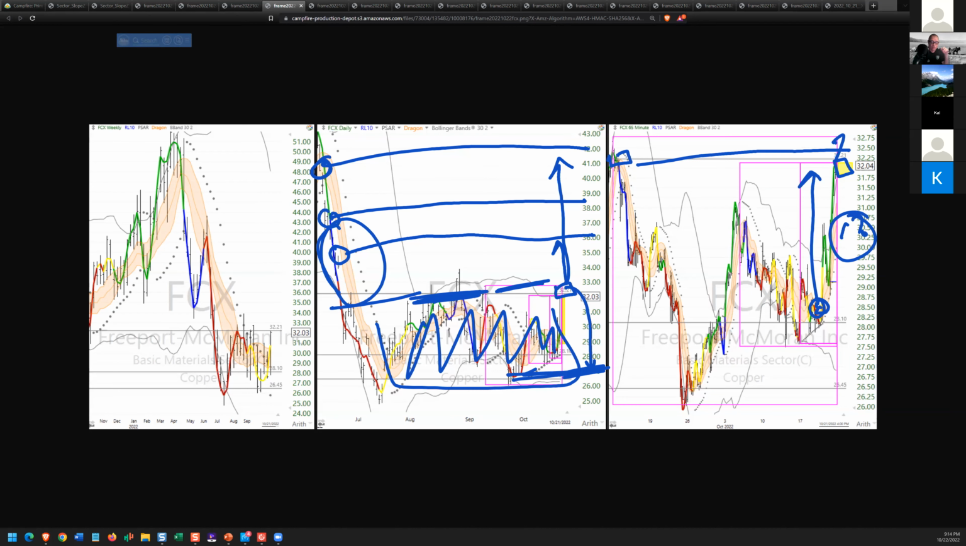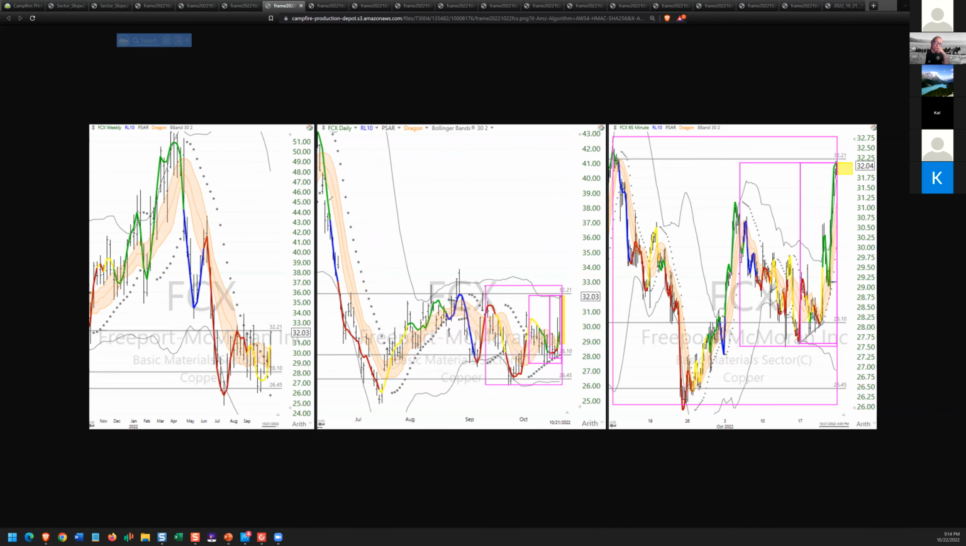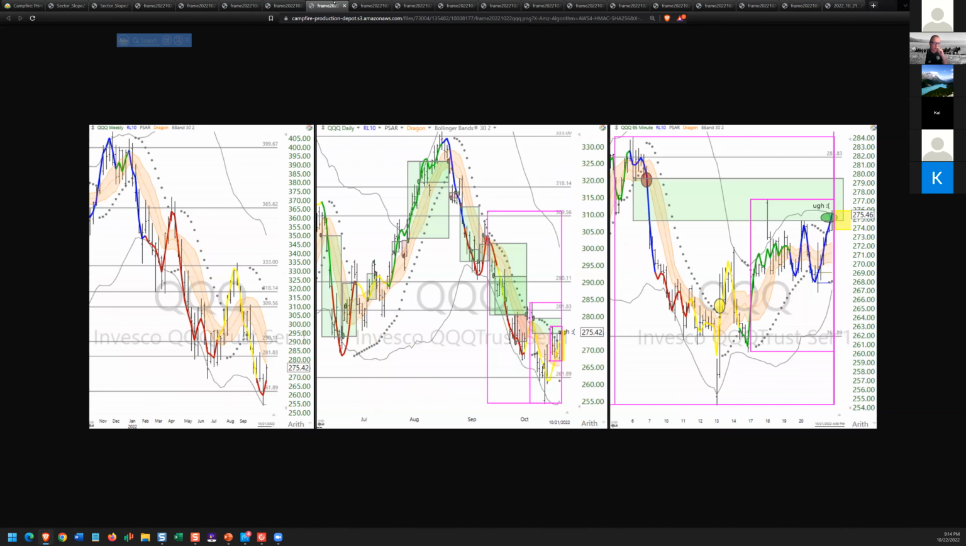So you've got a strong move in either direction. That's a great setup. Just, I mean, look at the size. When that thing decides to go, whew, amazing. The Qs have been amazing traders as well.